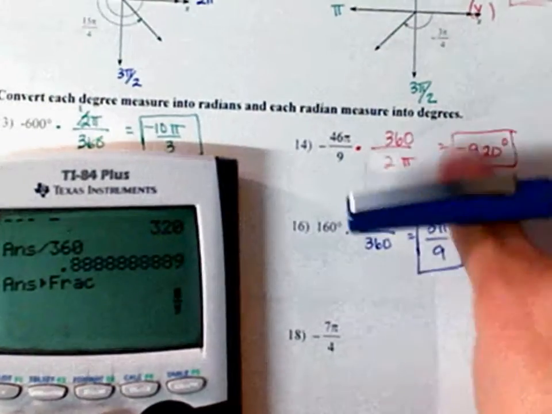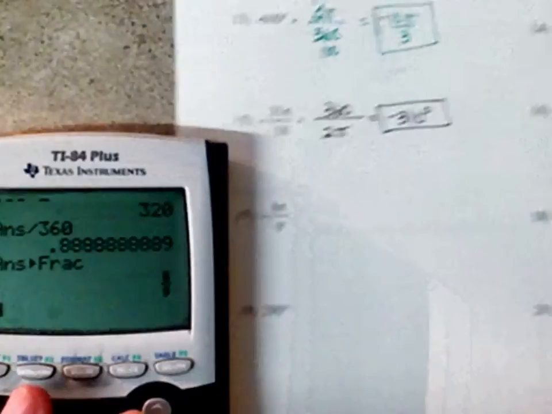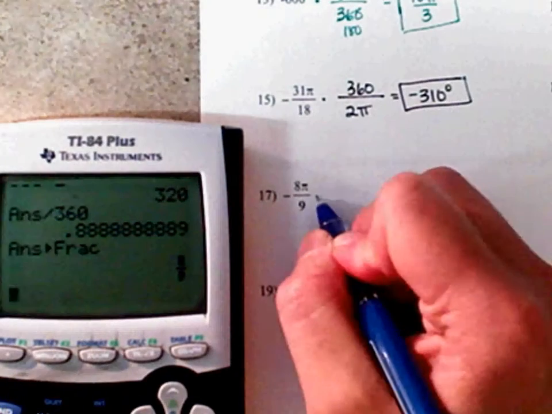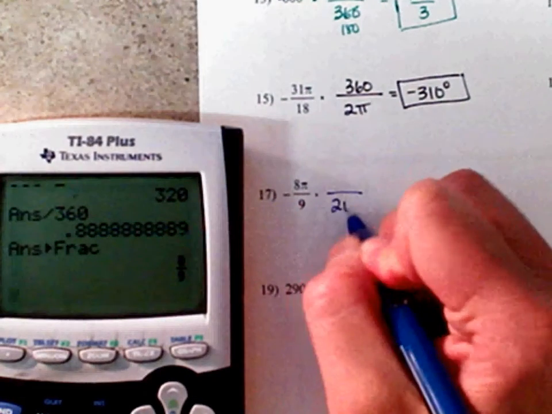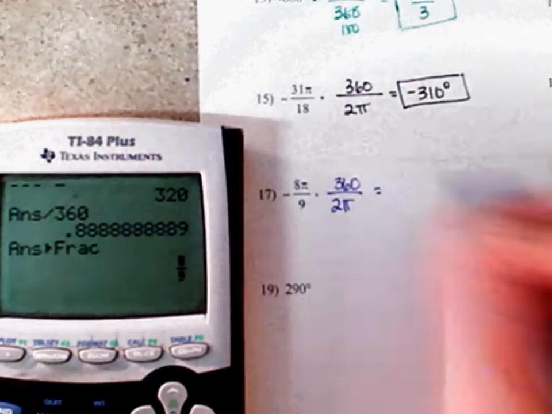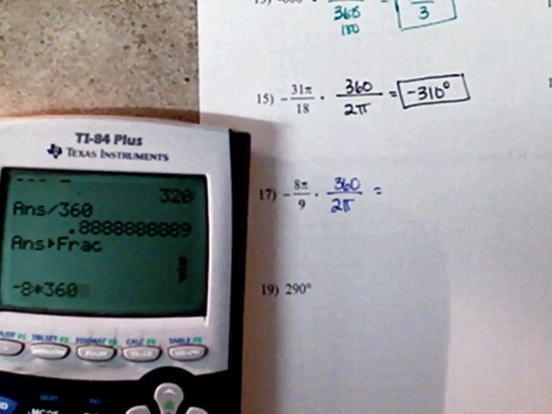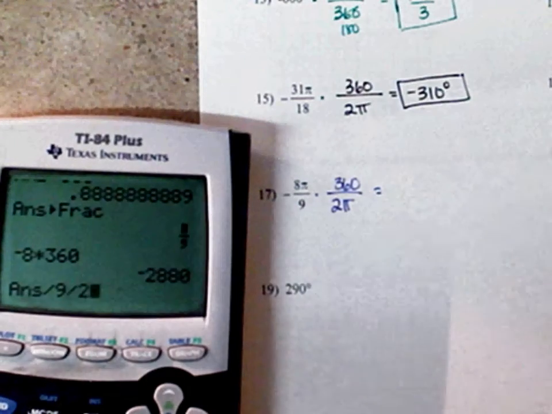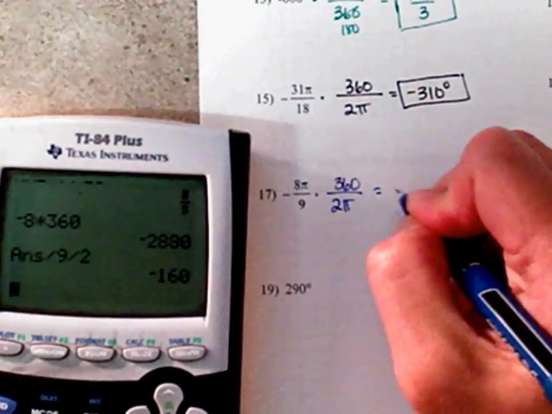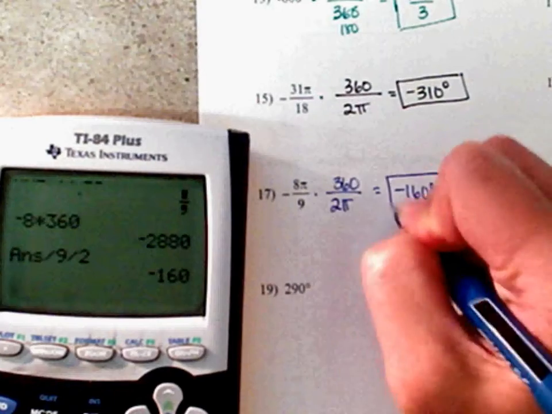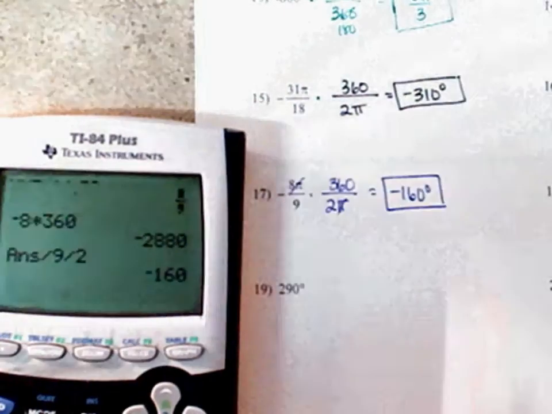Number 17. Ready for 17? I got radians. I want to convert that to degrees. Because 2 pi is the same as 360. So negative 8 times 360, divided by 9, divided by 2. And that gives you negative 160 degrees. See how your radians just cancels out.